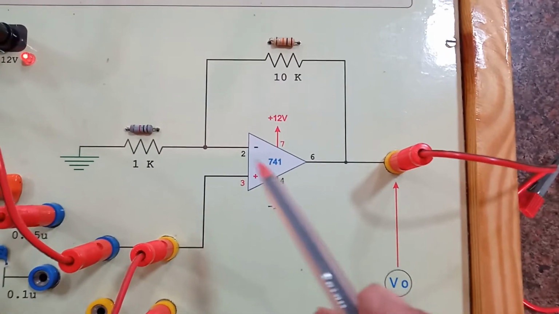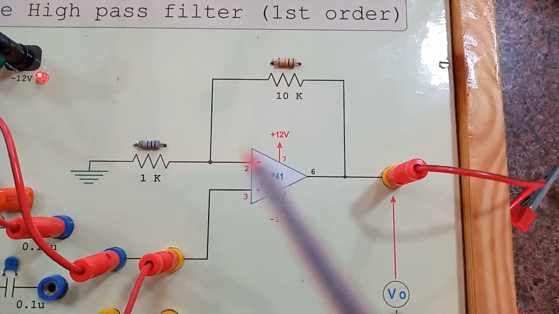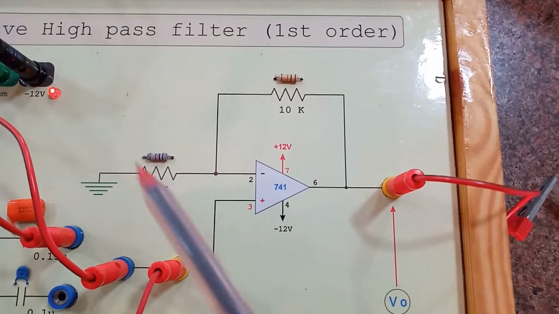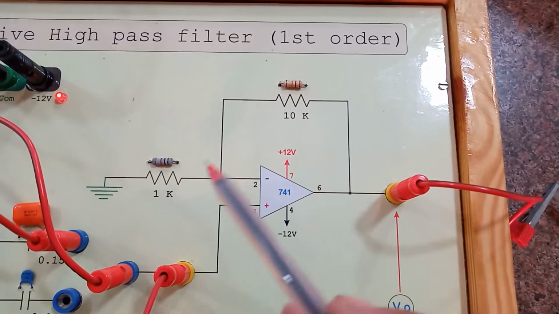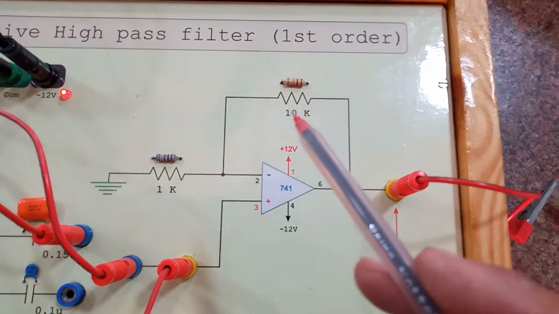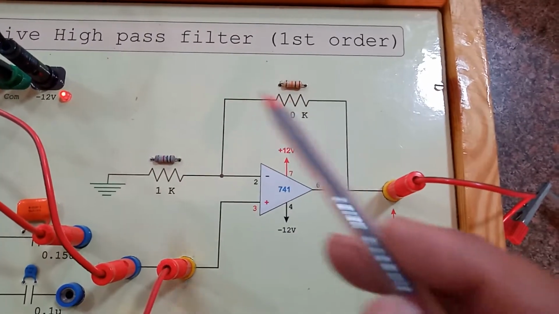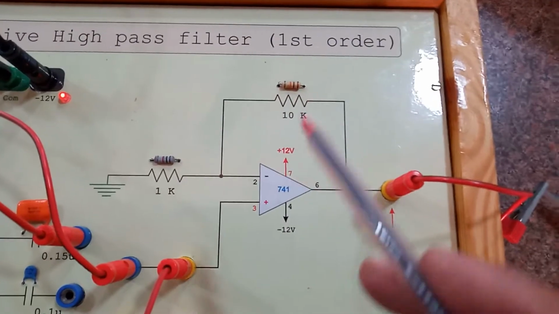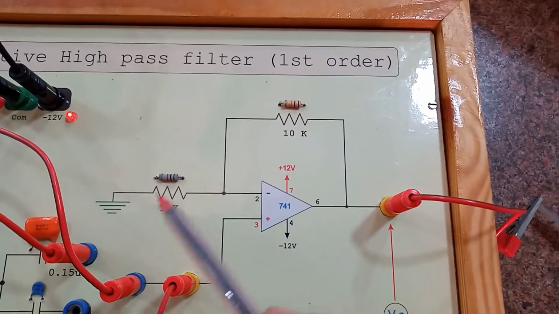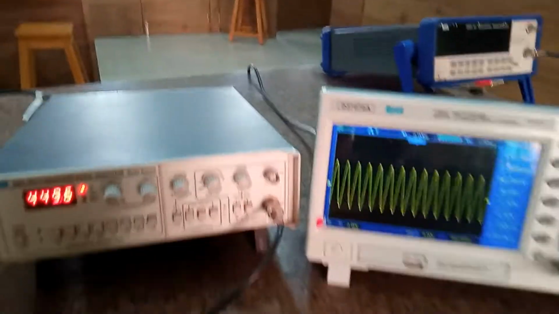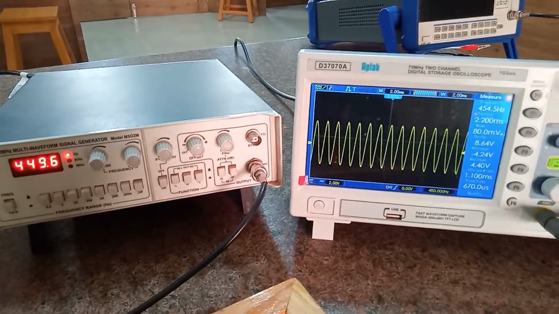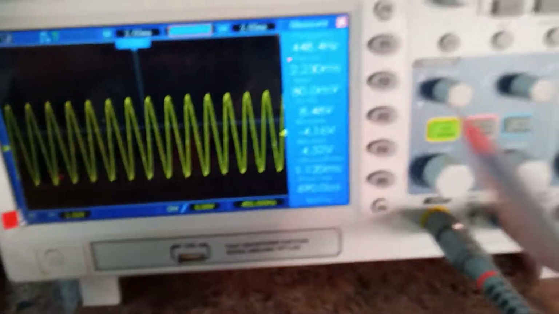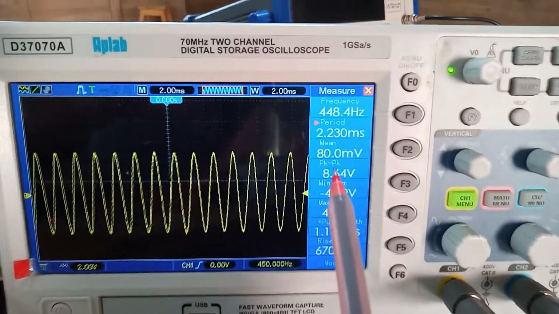The op-amp is used in non-inverting mode, so the gain AV is equal to 1 plus RF by R1. R1 is 1K and RF is 10K. So the total gain, 1 plus RF by R1, will be equal to 11. So for a very good response, the output has to be 11 volt peak to peak.